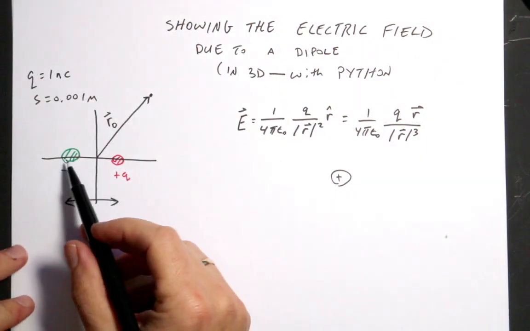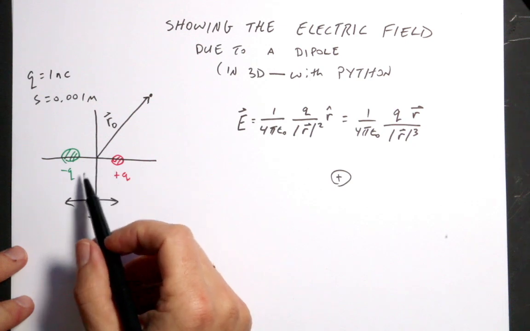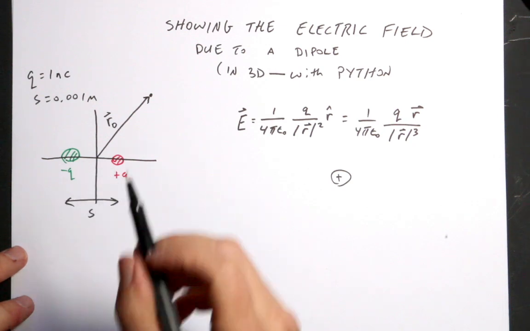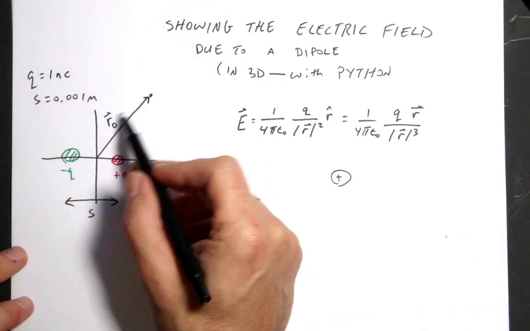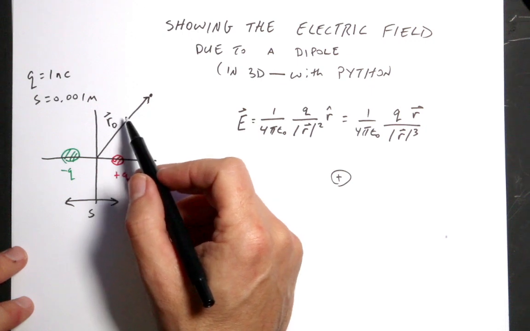So a dipole consists of two equal and opposite charges separated by some distance s. And I want to find the vector value for the electric field due to this dipole. It's at some location. I'm calling this r_O for the observation location. So how would I do that?